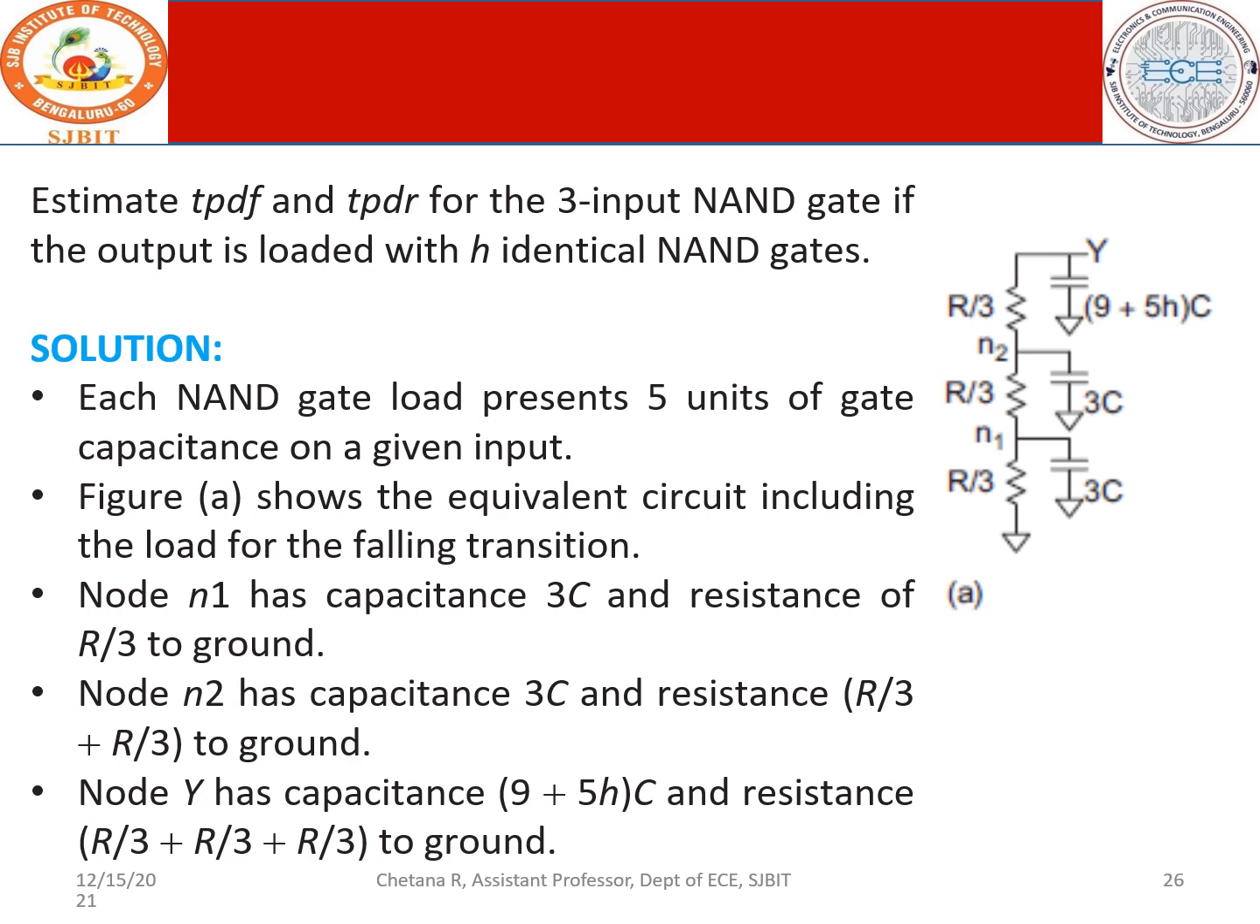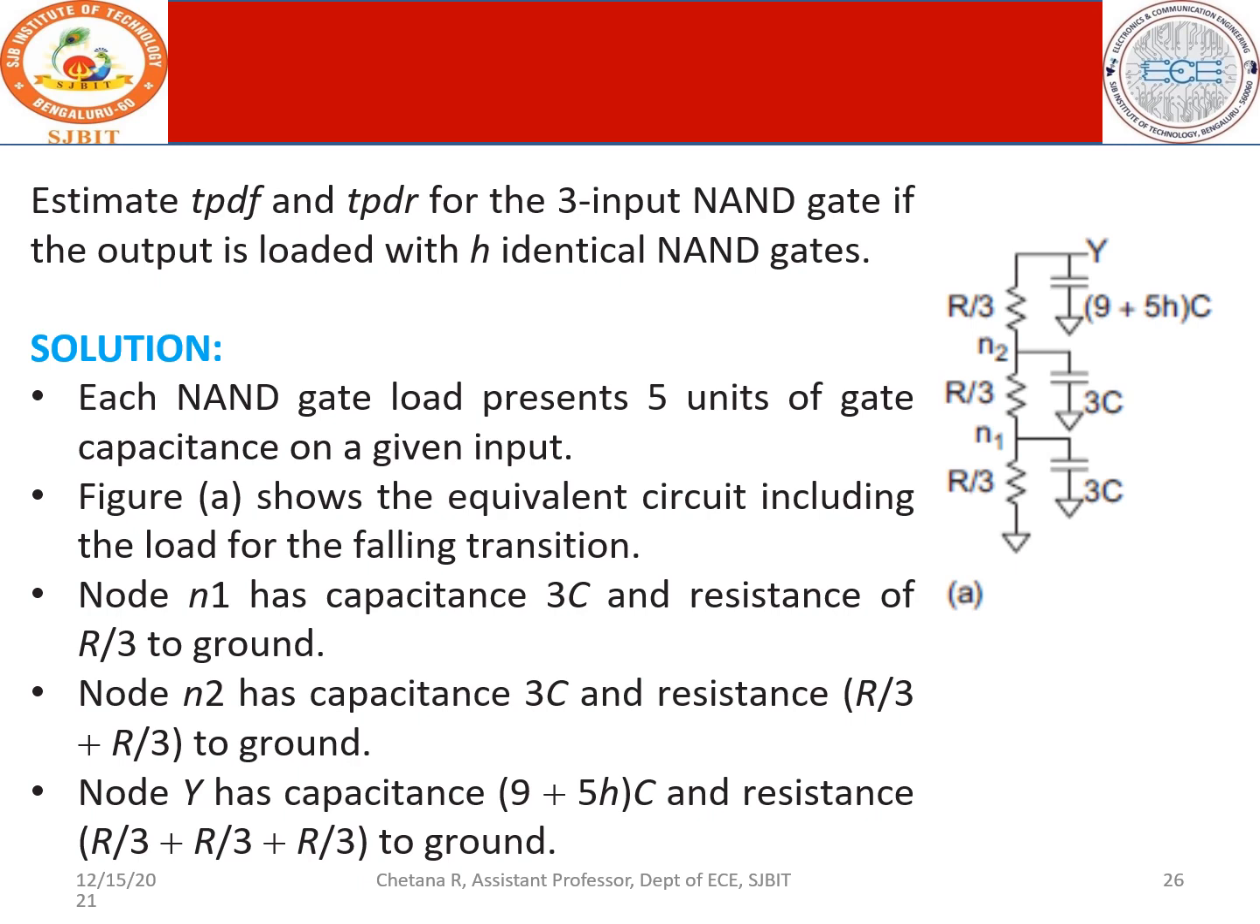So each NAND gate load represents 5 units of gate capacitance on the given input. What does this representation show? It is for a falling transition, that is, from 1 to 0. If it is from 1 to 0, PMOS is completely inactive and NMOS is the one which is going to be active. Therefore, all the representations are shown for NMOS devices.